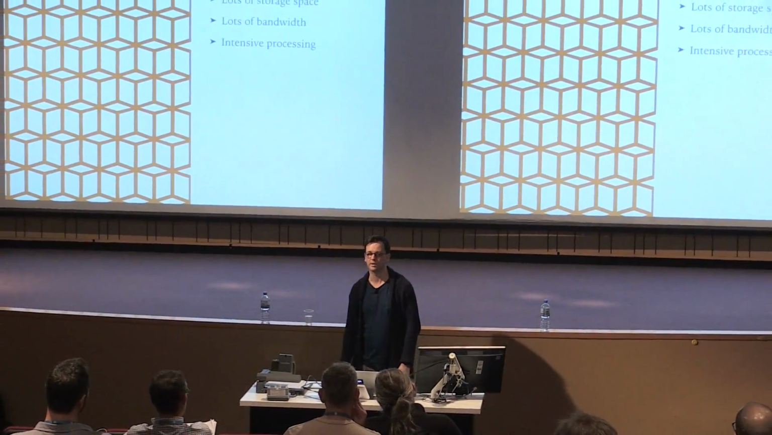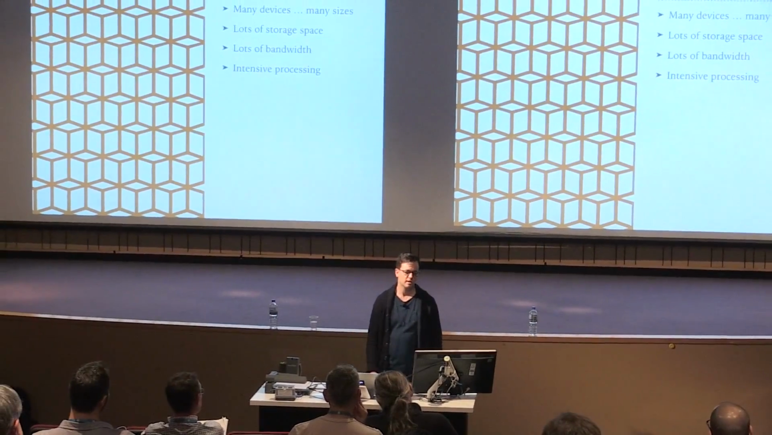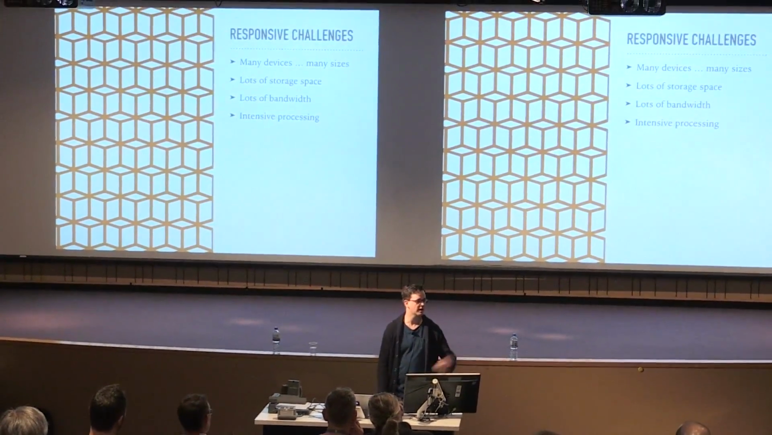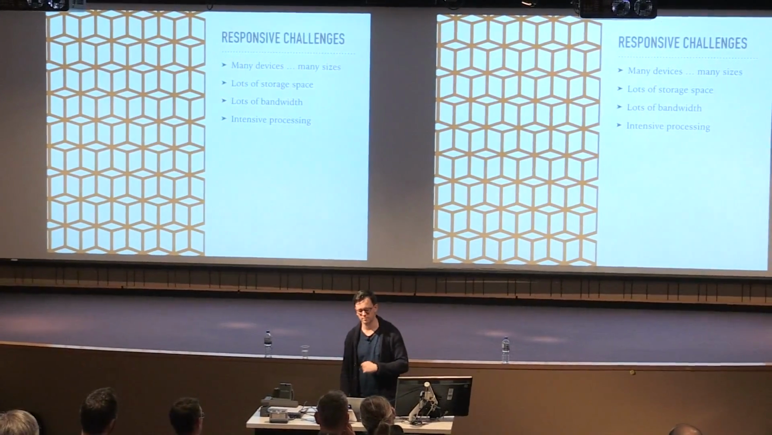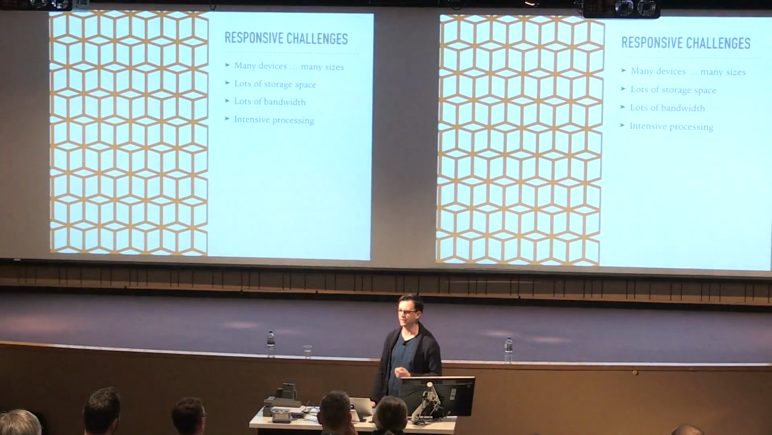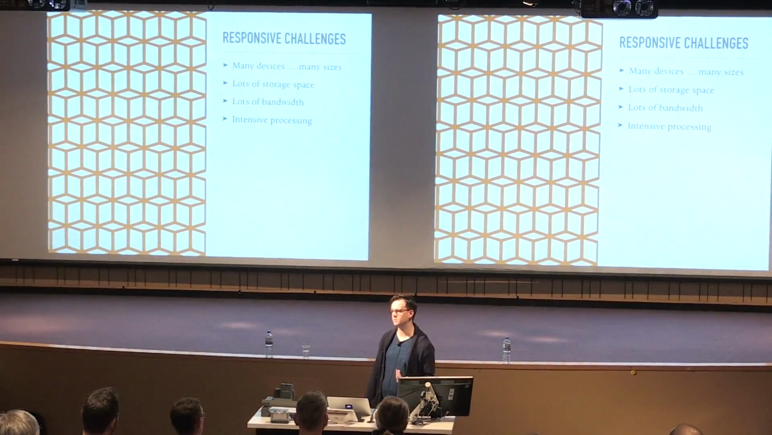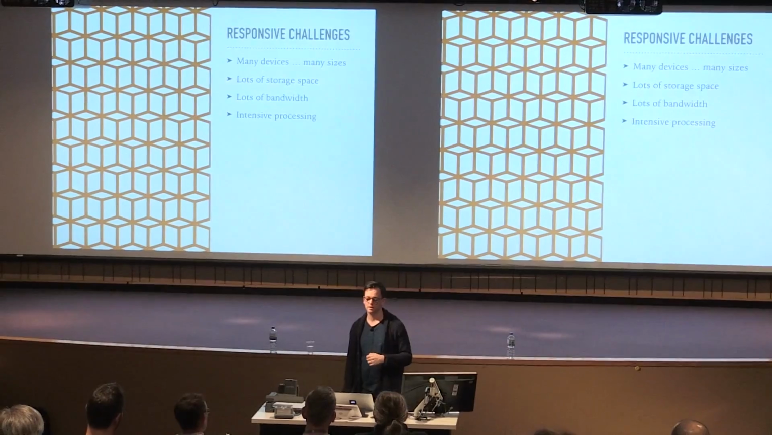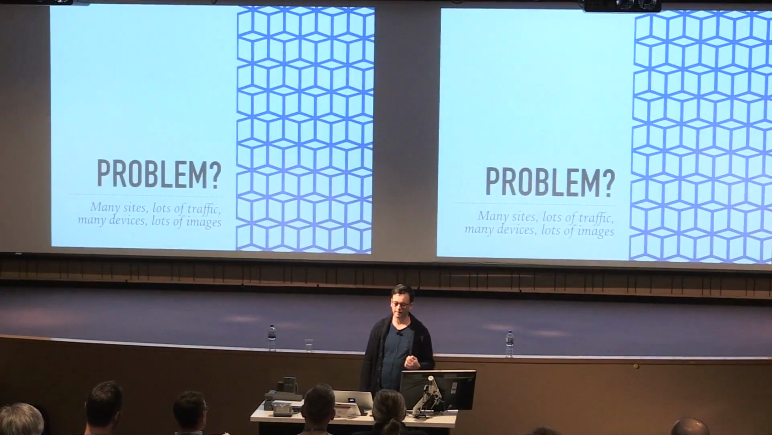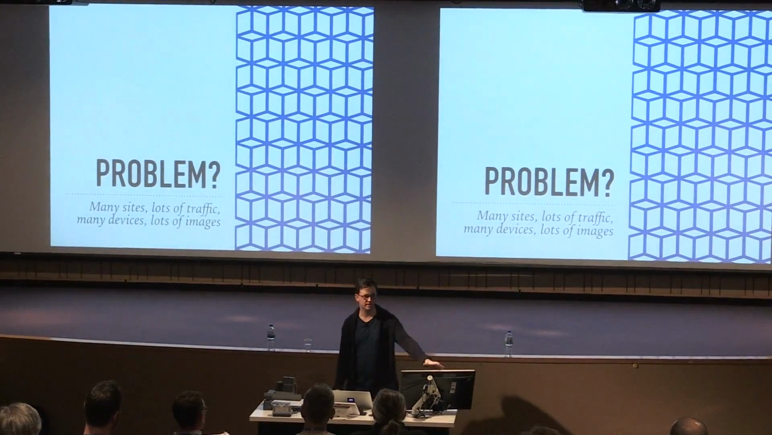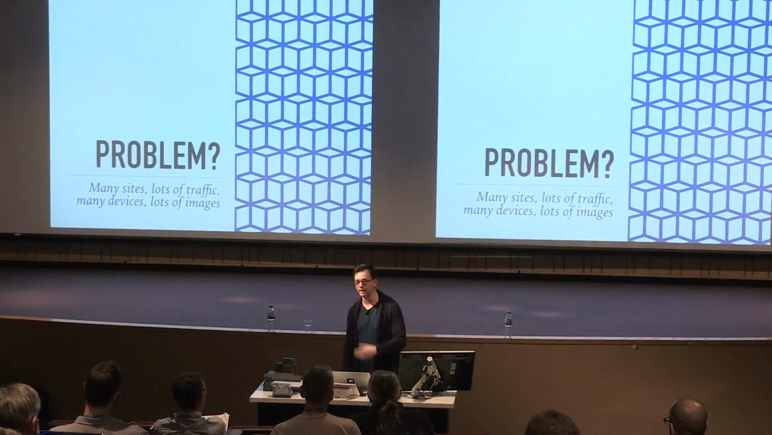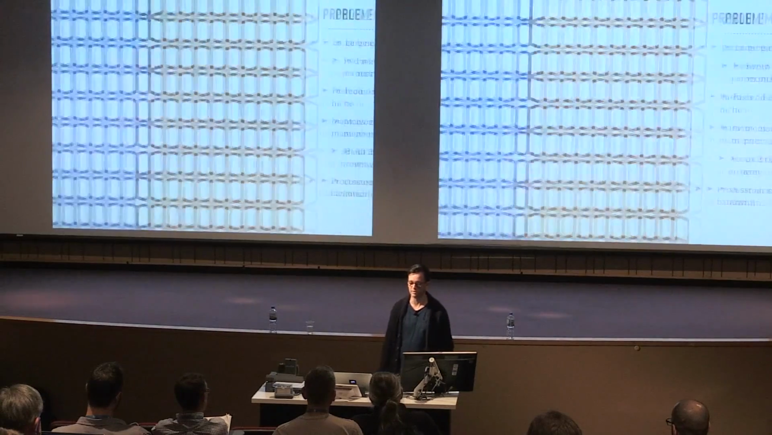And then there's a lot of bandwidth going out. You've got huge amounts of traffic potentially, and so they're all downloading large images multiple times sometimes. And the actual processing of those images to generate smaller sizes can be quite intensive. So the problem: many sizes, a lot of traffic, many devices, it means lots and lots of images.